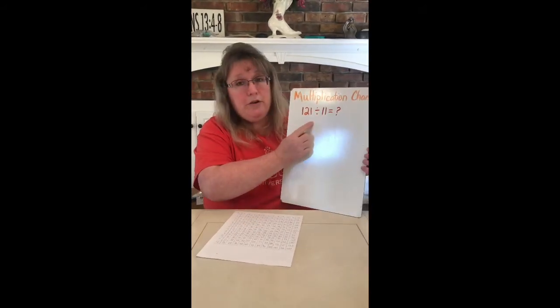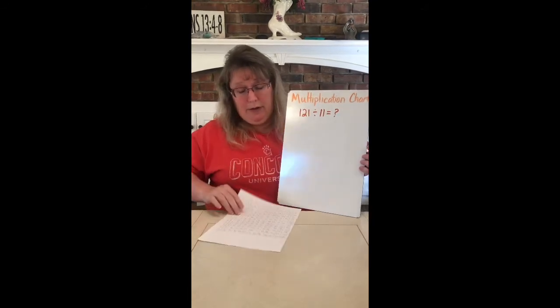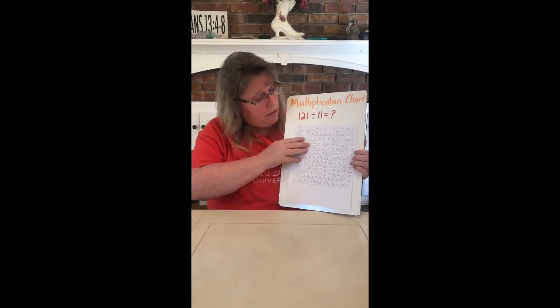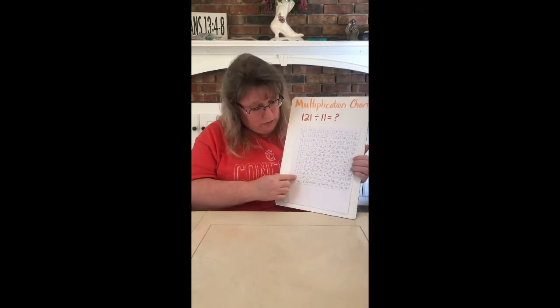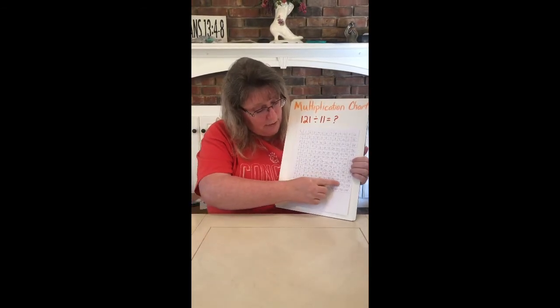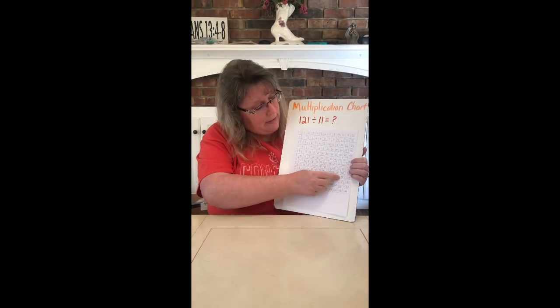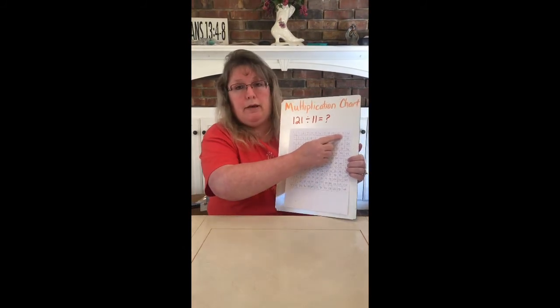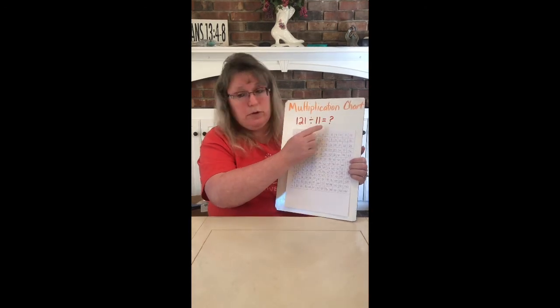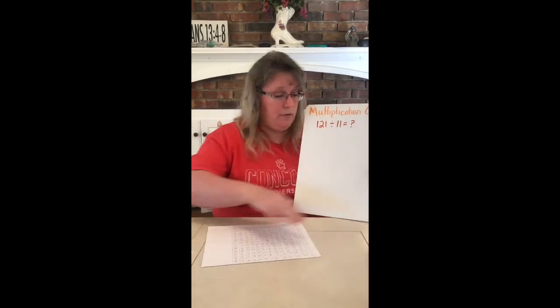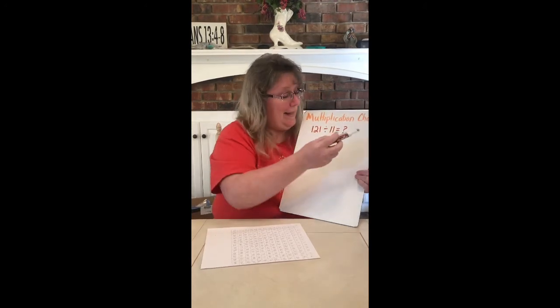We're looking at 121 divided by 11. So I could take my multiplication chart, go down to my 11s, take my finger, slide it across to 121, and then slide it up. What do we have? Well, it's under the 11 column. So 121 divided by 11 equals 11.